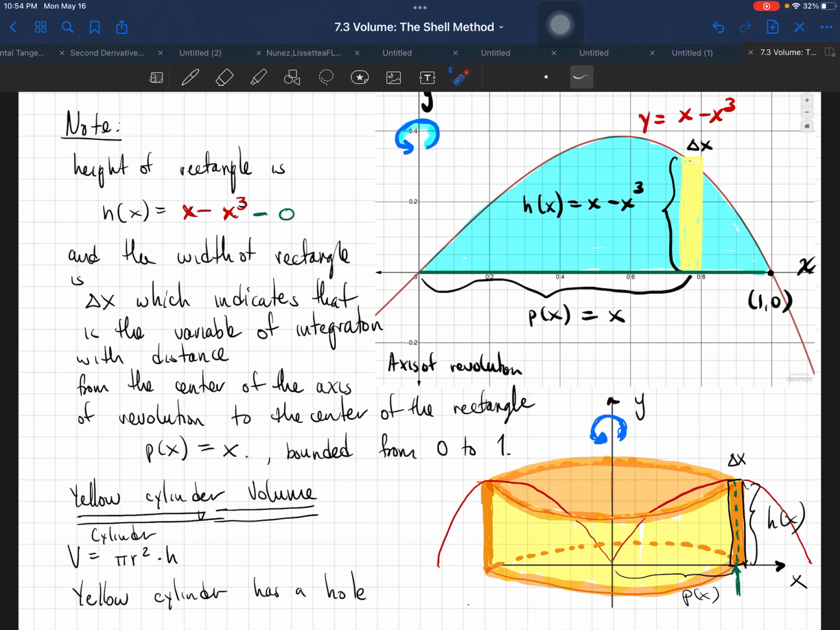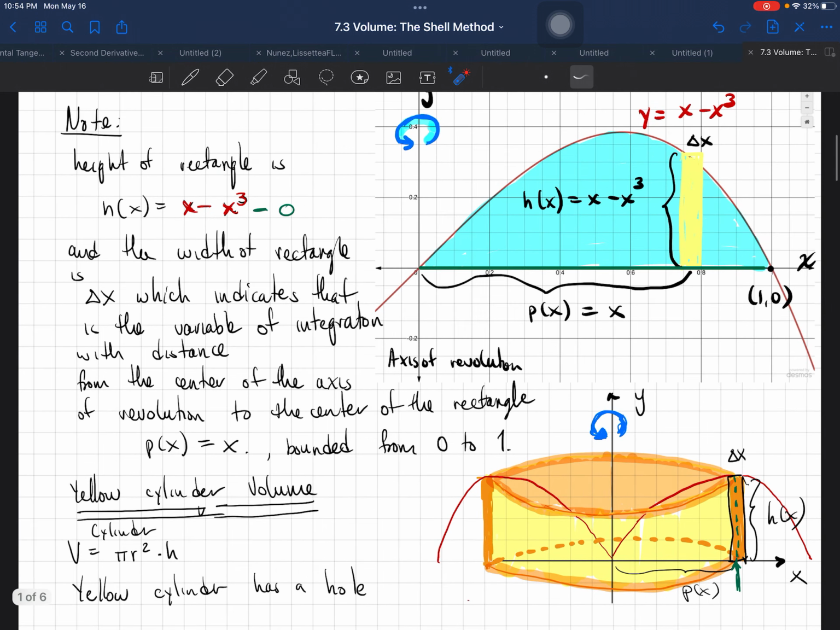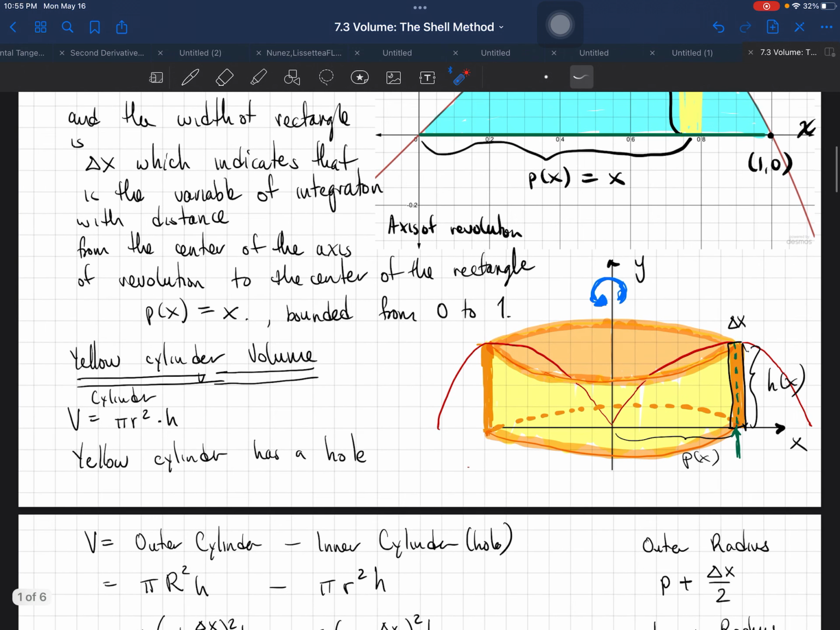In order to find this, we know that any cylinder has a volume of pi r squared times h. So you need h, the height, and you need the radius. But that's actually going to give you a whole cylinder. We don't want the whole thing, because what we're going to do is cut it off.